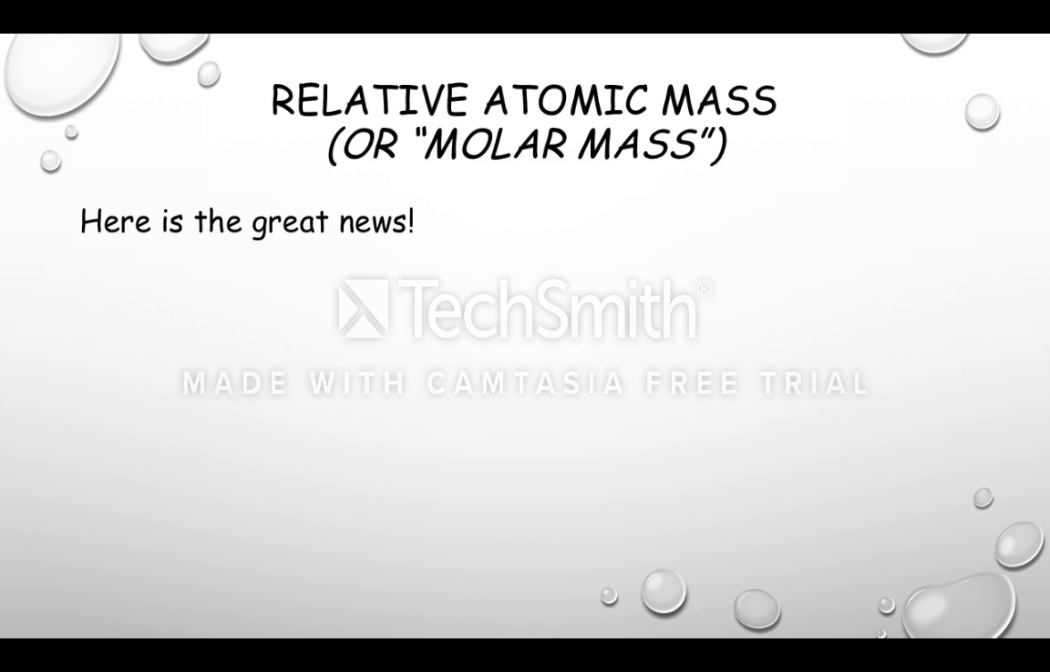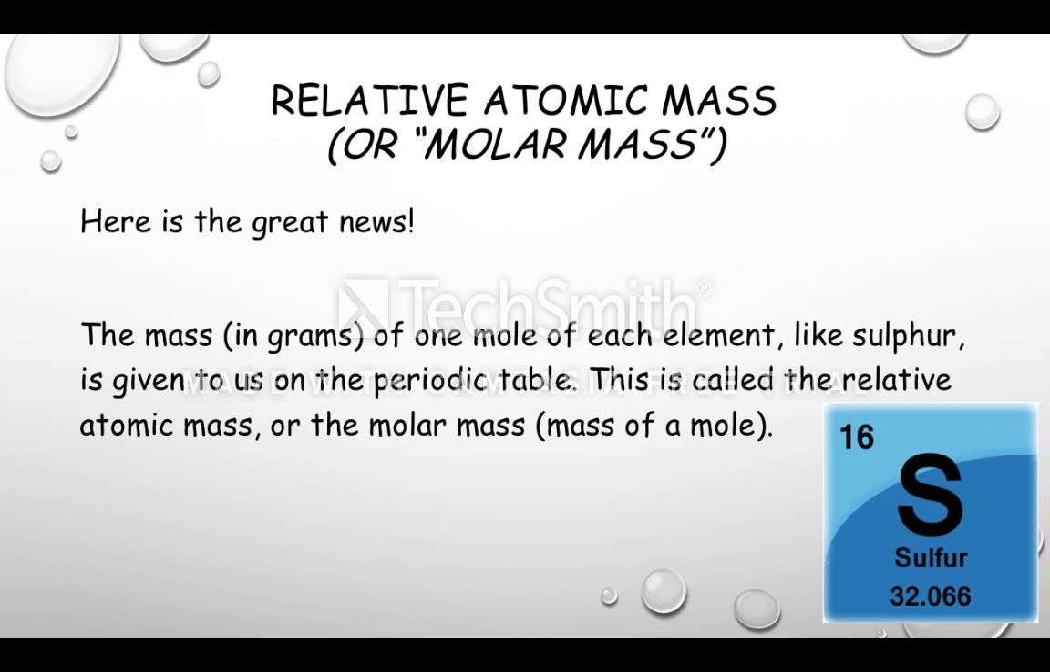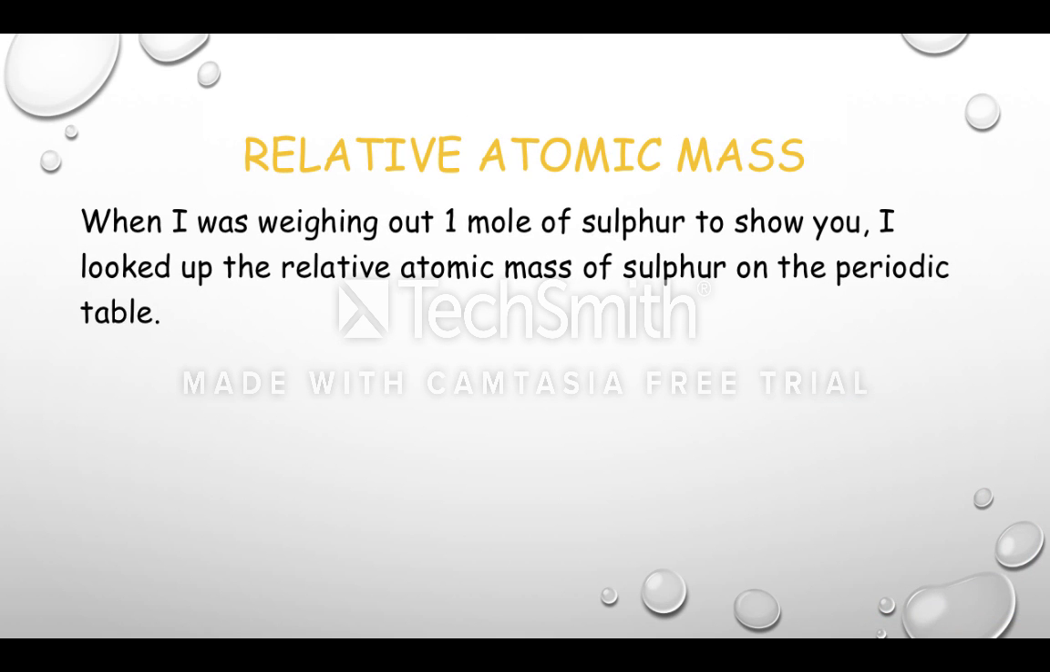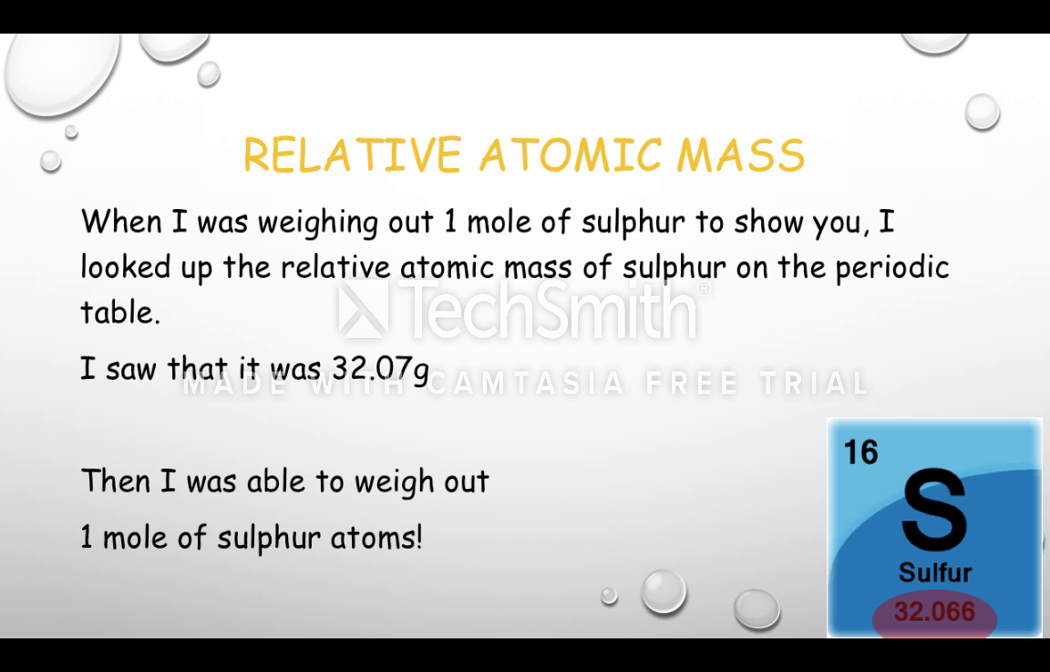Well, here's the great news. The mass in grams of 1 mole of each element, like sulphur for example, is given to us on the periodic table. This is called the relative atomic mass, or the molar mass, the mass of 1 mole. So for sulphur, for example, you can see that the mass of 1 mole of sulphur atoms is 32.066 grams. So when I was weighing out 1 mole of sulphur to show you, I looked up the relative atomic mass of sulphur on the periodic table. I saw that it was 32.07 grams, and then I was able to weigh out 1 mole of sulphur atoms.